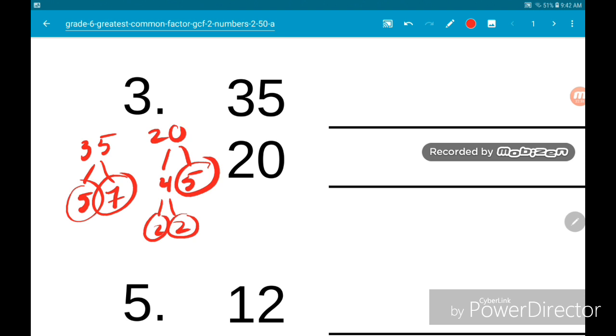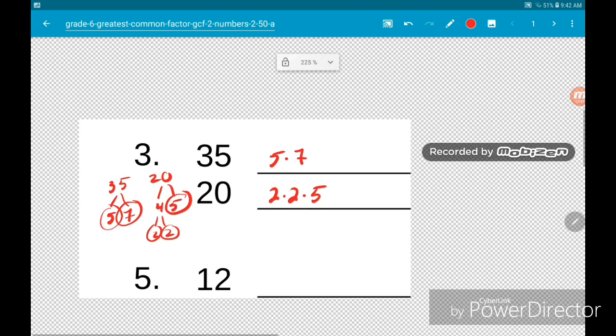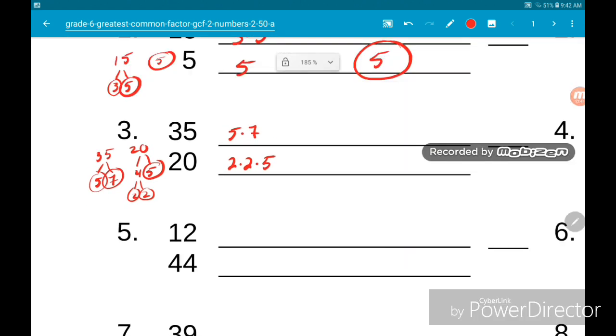Let's break it down. This is 5 times 7. And this is 2 times 2 times 5. What's the biggest number they have in common? 5. Now they only have one 5 in common. The top one has a 5, the bottom has a 5. If the top one had 2 5s and the bottom had 2 5s, then it'll be 5 times 5, which is 25. We're going to do one like that, I think the next one's like that.